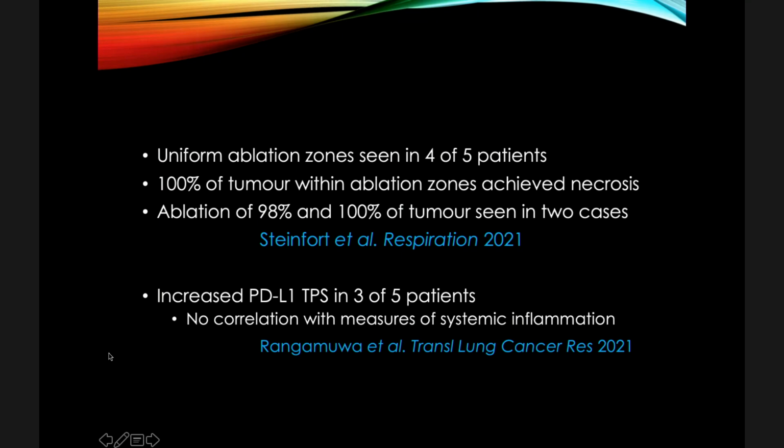We also had some add-on studies which demonstrated that there was an increase in PD-L1 tumour proportion score, so PD-L1 expression in 3 of the 5 patients, which did not appear to correlate with standard measures of systemic inflammation. And again, this was reported earlier this year in Translational Lung Cancer Research. We're now continuing work looking at the potential for achieving an immunogenic response in patients as another therapeutic measure in this group.